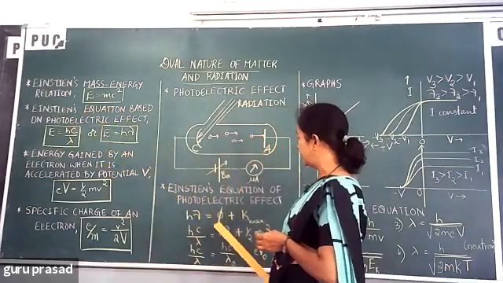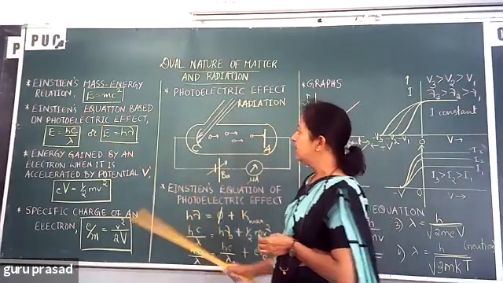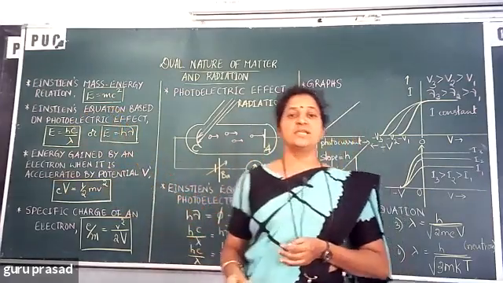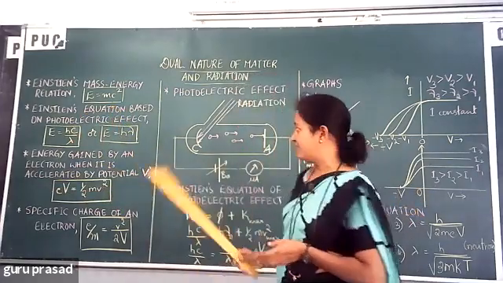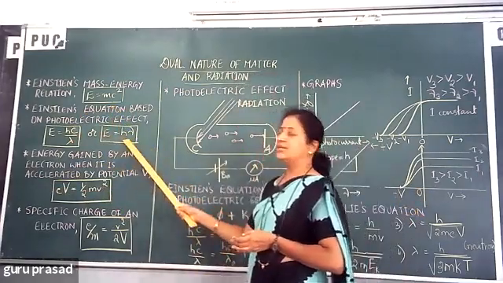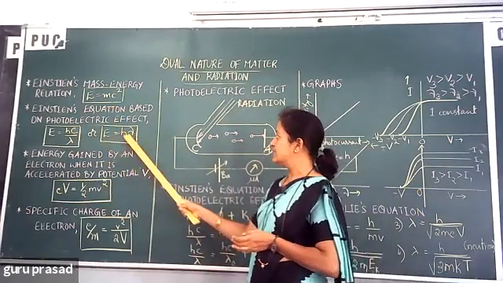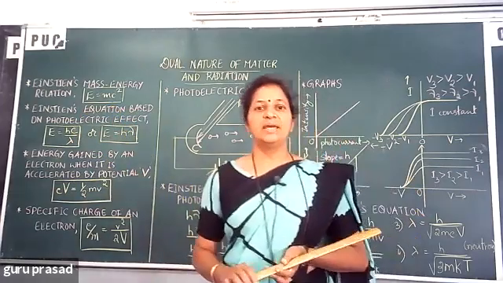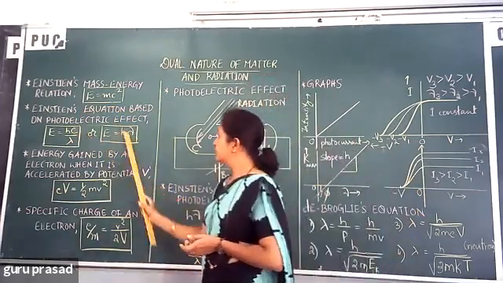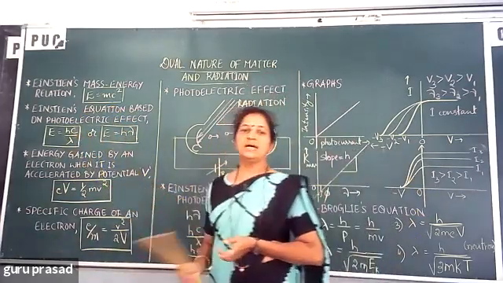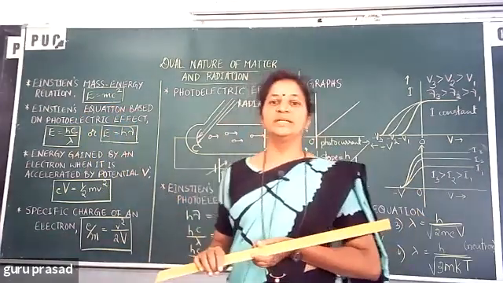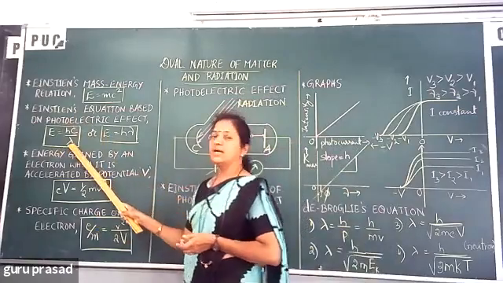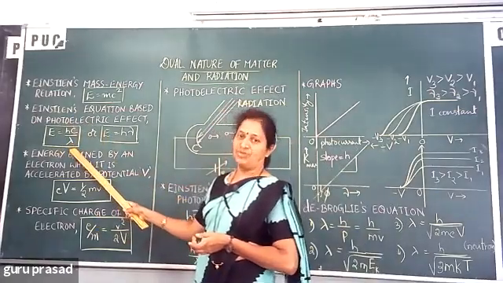equation that I'll take up later, but Einstein's energy equation based on the photoelectric effect. So that is E is equal to h nu. Okay, E is equal to h nu, where nu is the frequency of the emitted photon. Nu can also be written as c by lambda, where lambda is the wavelength of the photon.